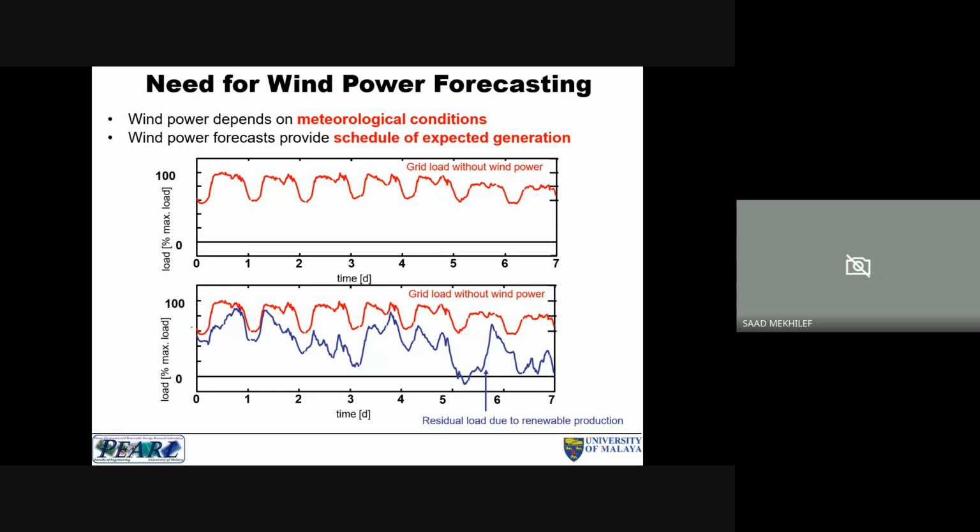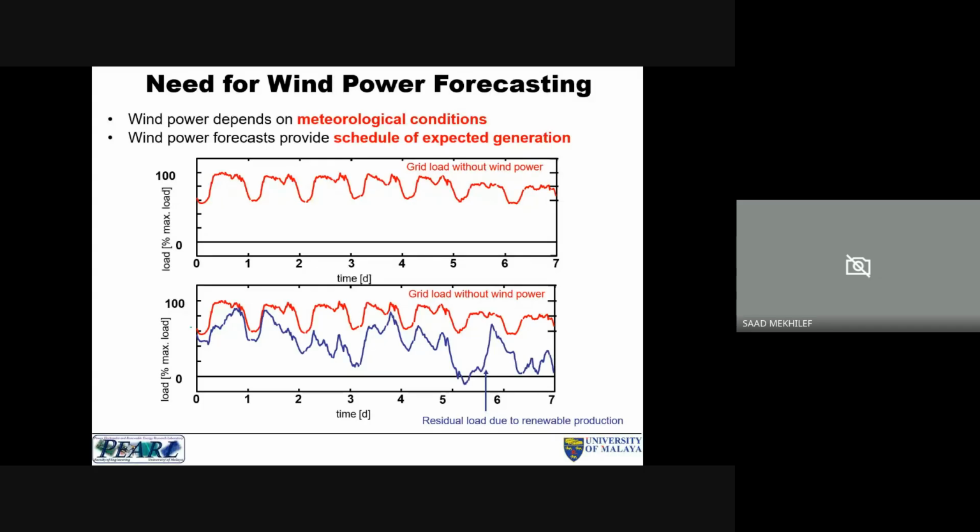This is one of the ways, because that will give us an indication of how much wind, or how much wind power, we expect. It's needed by many players or stakeholders in the electricity networks, and we will see them after this.